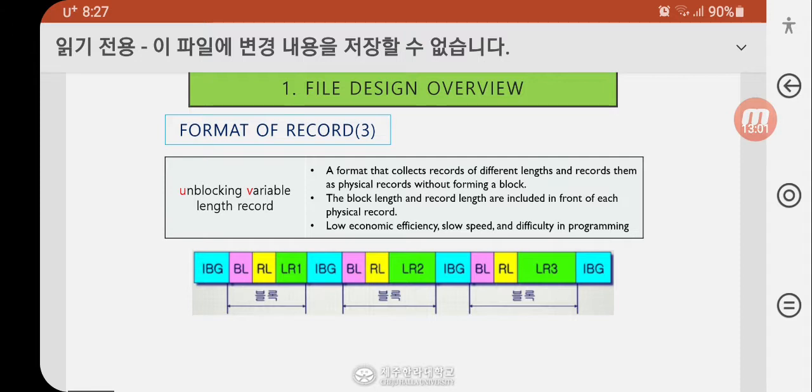IBG is interblock gap. BL is block length. RL is record length. Here, the block size is different.